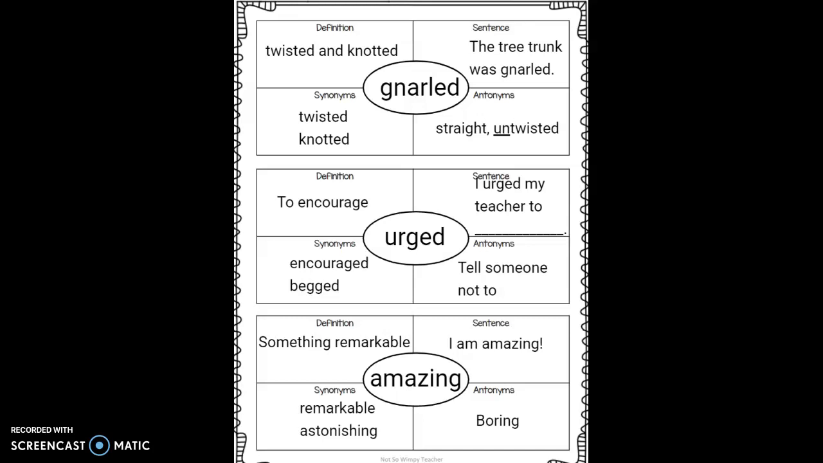If you have extra time after you finish writing, you can go to your picture dictionary and draw a picture of each of these words.